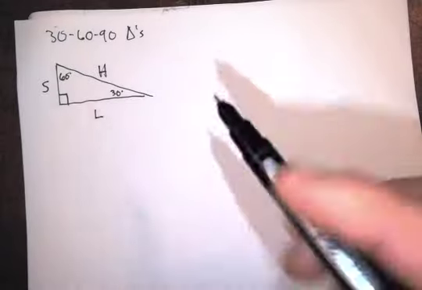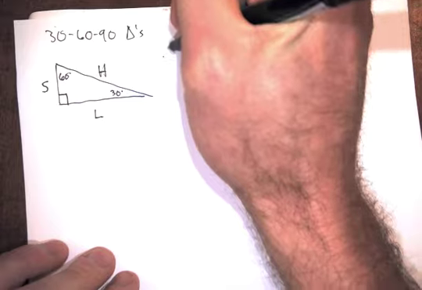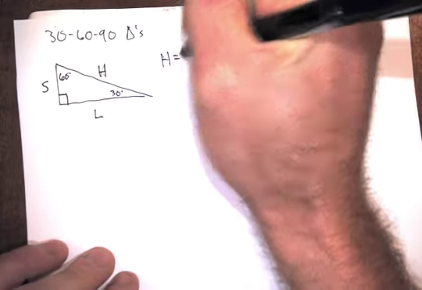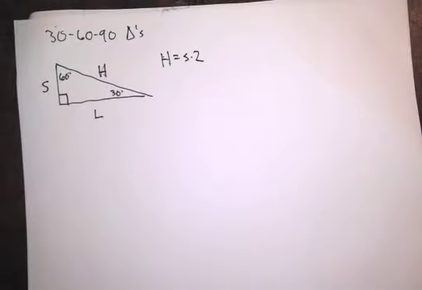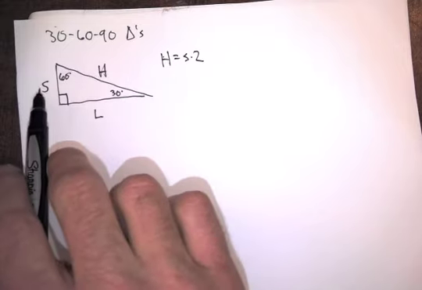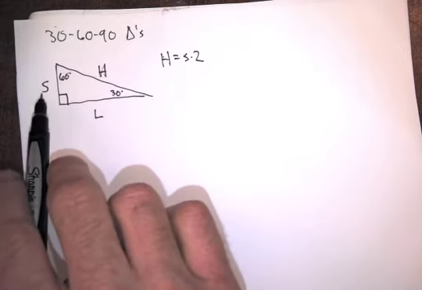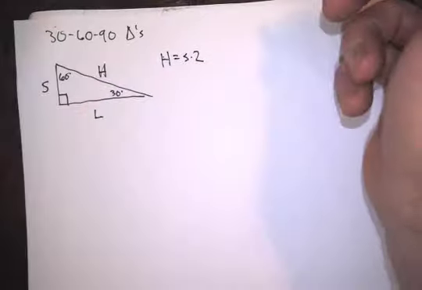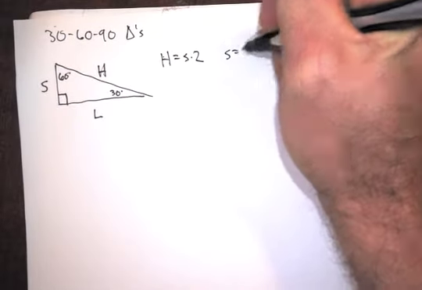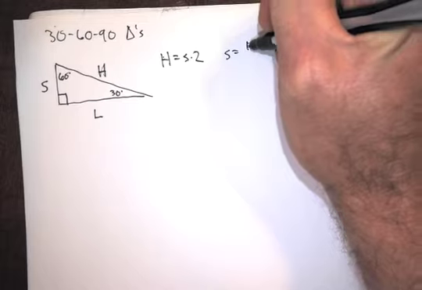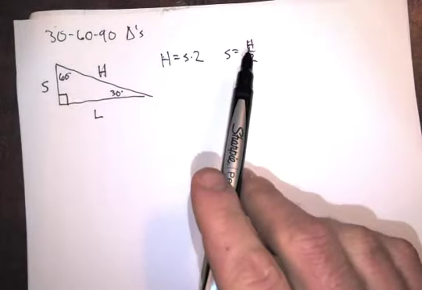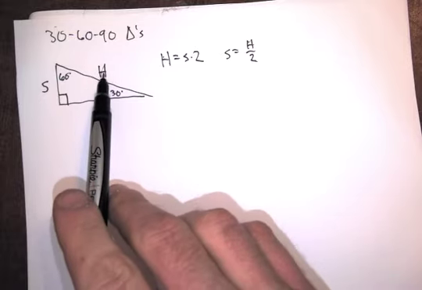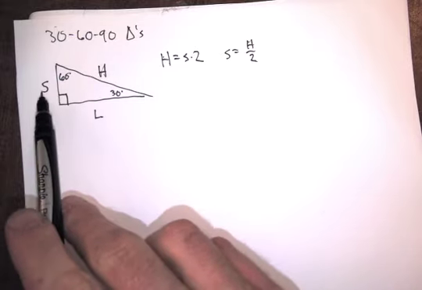Okay, as far as the relationships, H equals S times 2. So that means take your short leg, times it by 2, you get your H. If this is 5, 5 times 2, this would be 10. The inverse of that is S equals H divided by 2. Okay, so if you know H, H divided by 2 is S. If this was 10, 10 divided by 2, this would be 5.